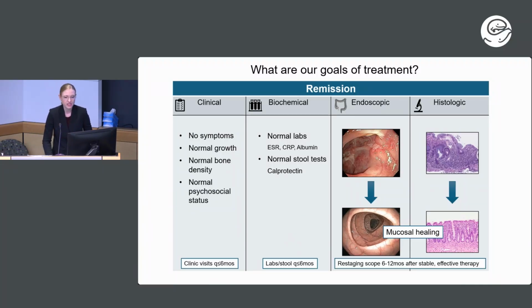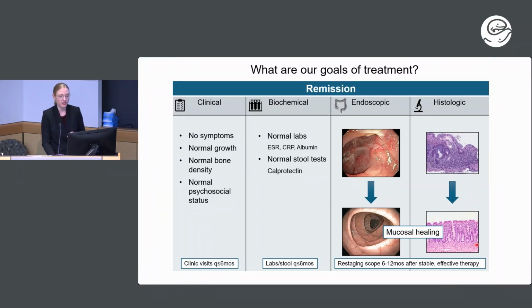And to assess for each of these, we perform regular clinic visits, regular labs, and a little less frequent stool checks, much more frequently at diagnosis, but then we monitor our patients really at least every 6 months, even when they're doing very well. And then to assess for mucosal healing, it has now become our standard of practice to do a repeat or restaging scope around 4 to 12 months after diagnosis. The time interval, there's no clear consensus on that. Every provider has their own preference, but somewhere between around 4 to 12 months after being on stable, effective therapy to prove that it's really working to achieve mucosal healing.